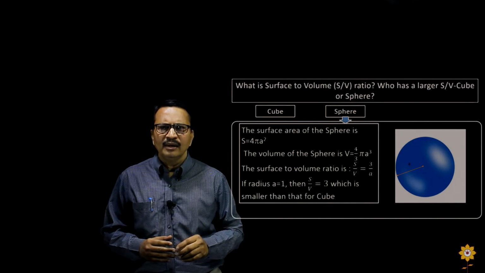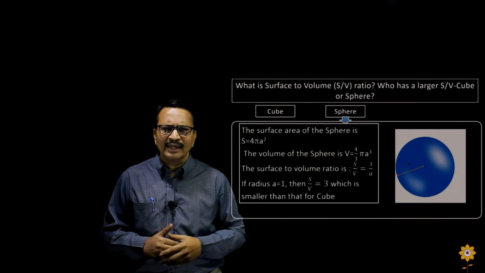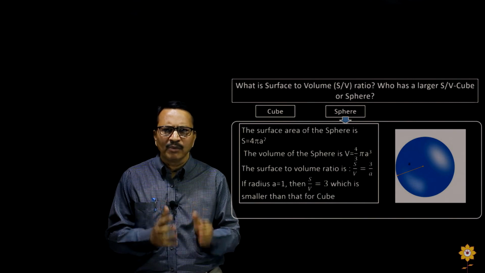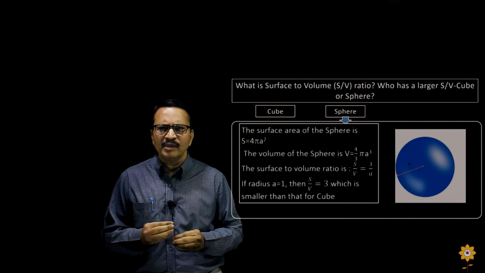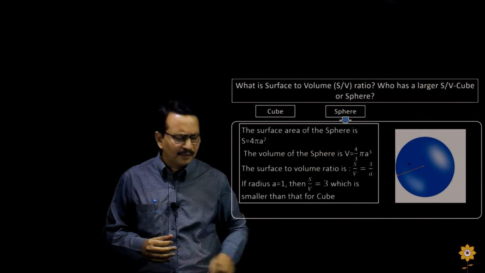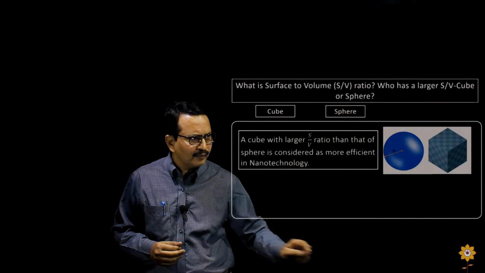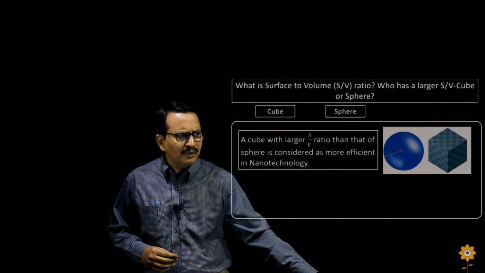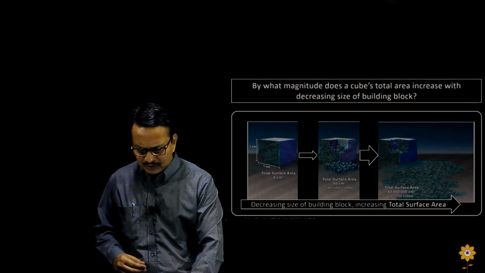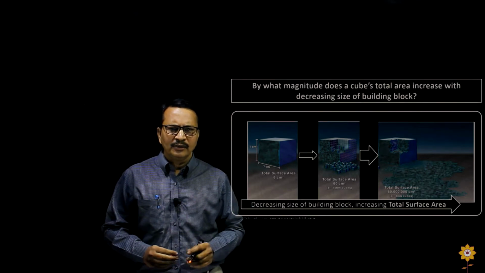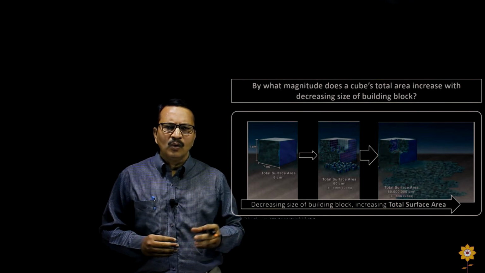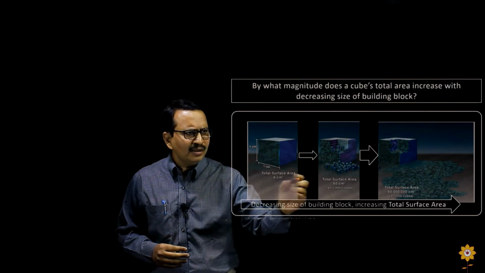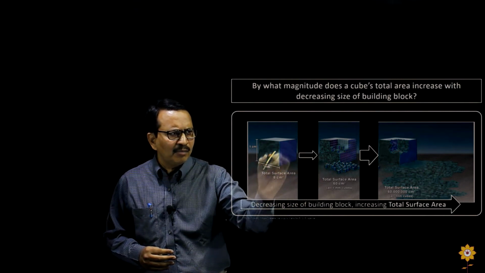Hence, while using any technique to prepare a nanomaterial, it is always preferable to use a cube as the building block. We once again delve a little bit deeper into this concept. This is our main conclusion, and let us look a little more into how a cube actually dominates over a sphere.